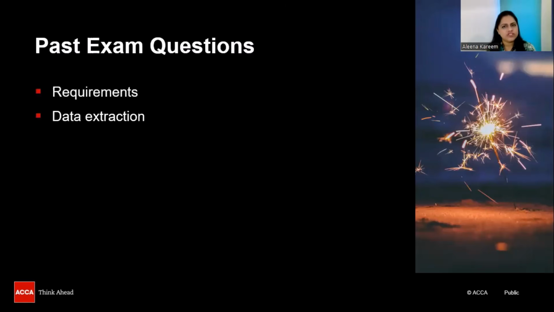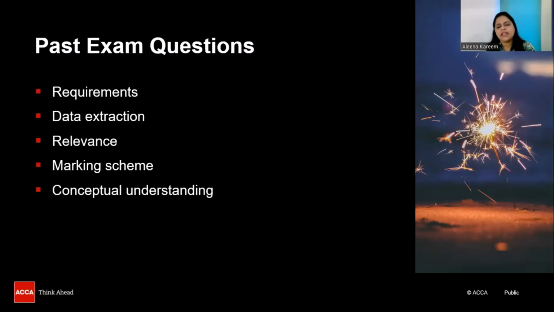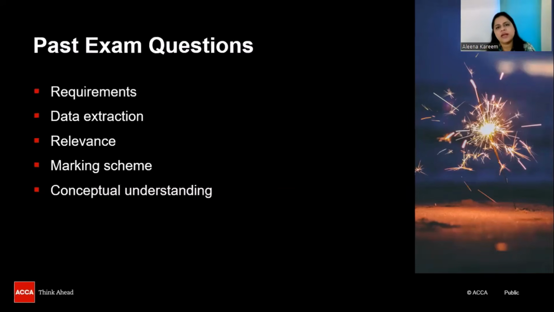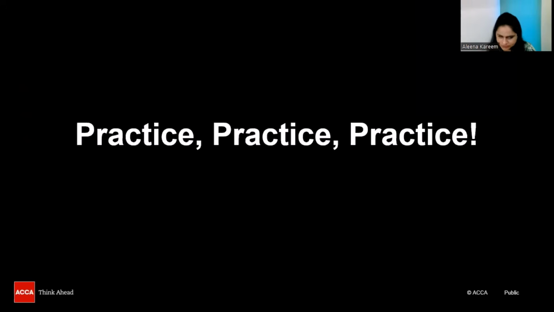In case of exam questions, you have to look at the requirements. You have to see what kind of data extraction you are going to do. The answer should be very relevant. Please always keep the answer relevant. If you write extra information, no matter how good or accurate it is, it is not going to get you any separate marks. Always look at the marking scheme if there are any additional marks also available for this. And the conceptual understanding should be there whenever you want to explain a particular accounting treatment.